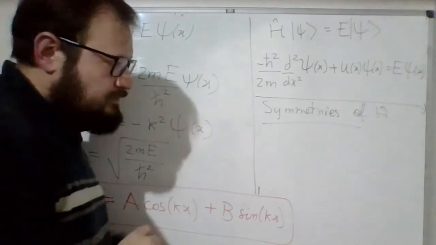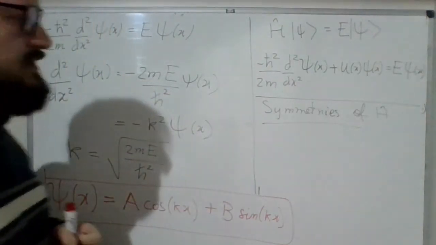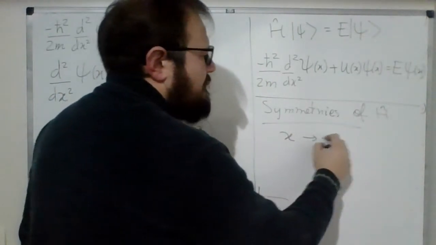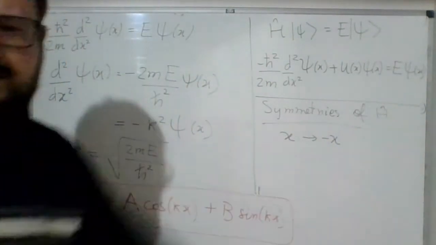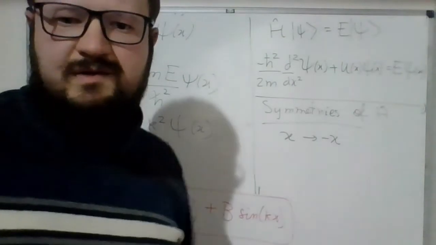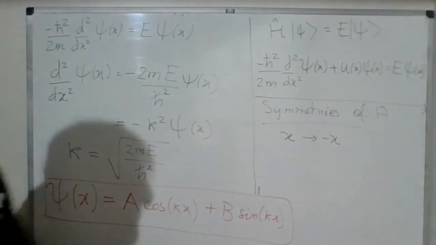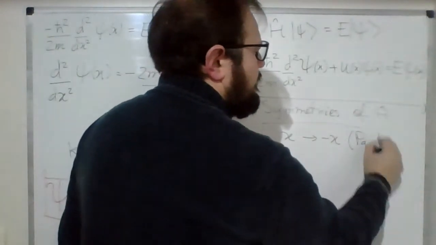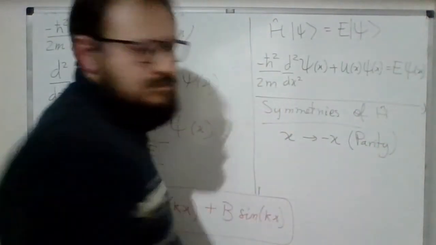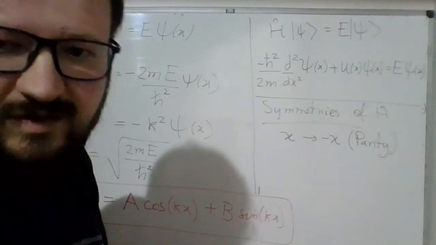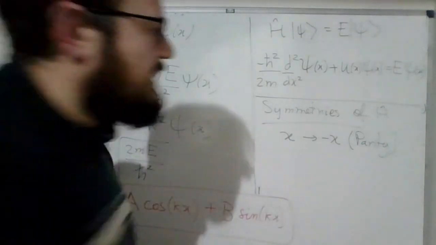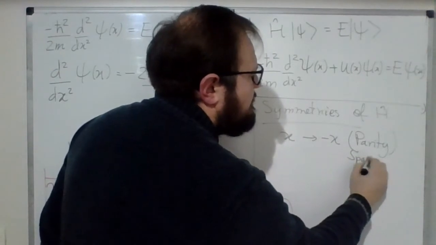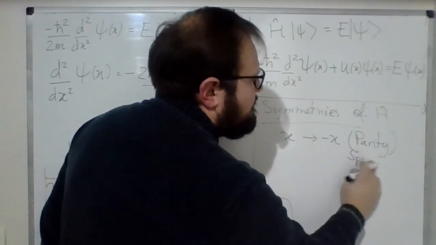So in this case, notice that you can replace x by minus x, right? You can change x by minus x. This is called the parity operation. Or, because you are considering just one dimension and all that, you can call space inversion. It is the same as space or spatial inversion.